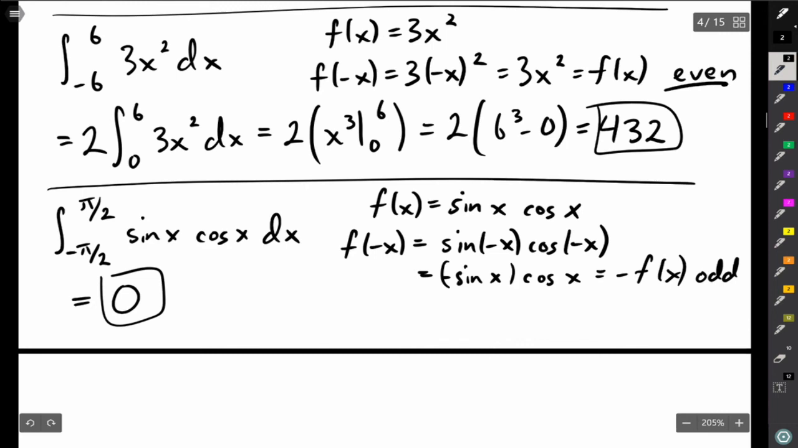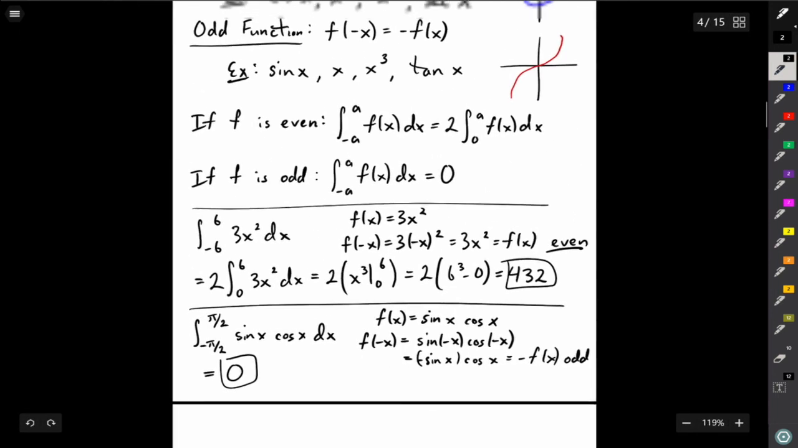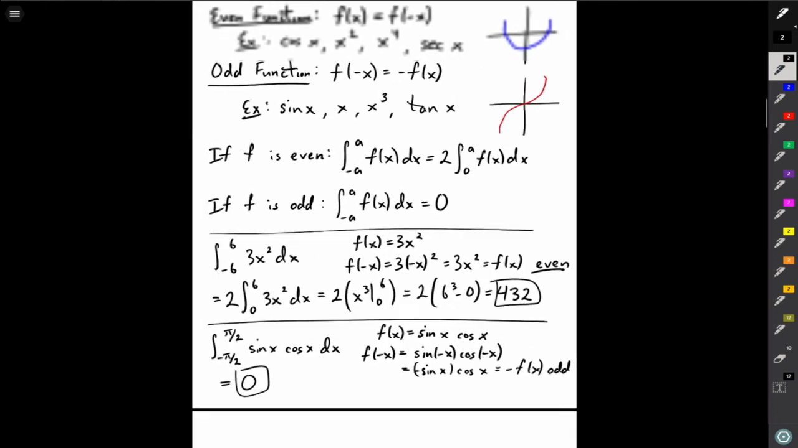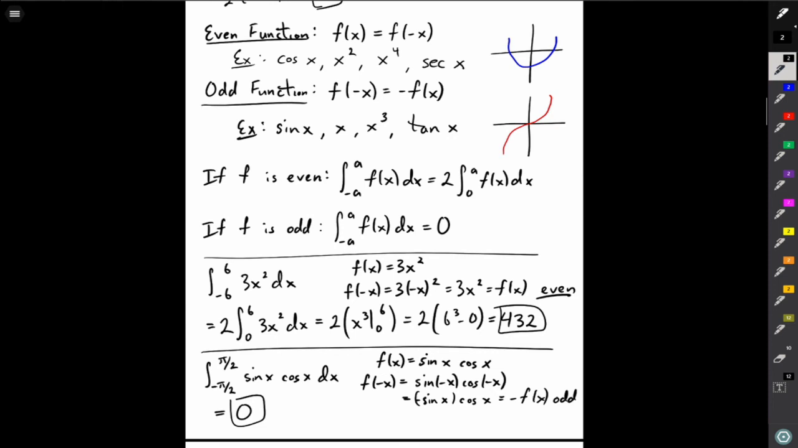And that's it. So these are some nice facts you can use if you're able to tell that a function is even or odd. You're able to use these as a shortcut to computing their integral.